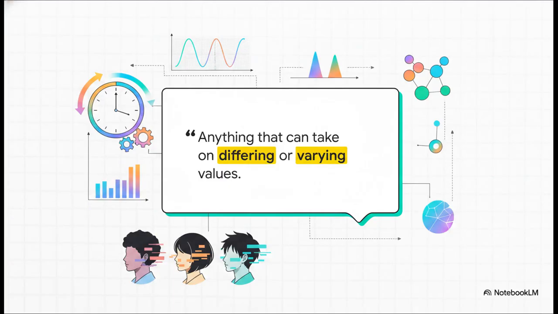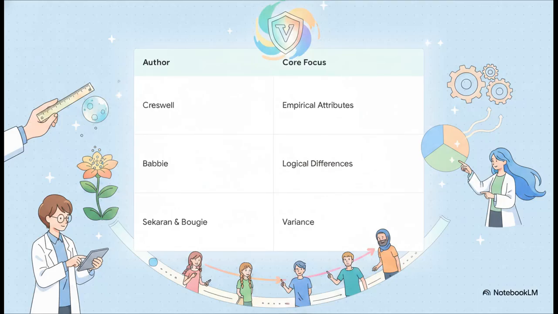Finally, we have Sekaran and Bougie from 2019. Now, they take a much broader view, defining a variable as anything that can take on differing or varying values. But here is the kicker. They specify that these values might differ at different times for the same object or at the same time for different objects. They are explicitly highlighting temporal variance, how things fluctuate across time, like a stock price changing daily, as well as cross-sectional variance. So what does this all mean for us?